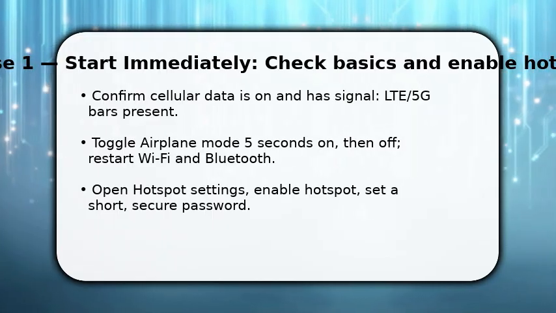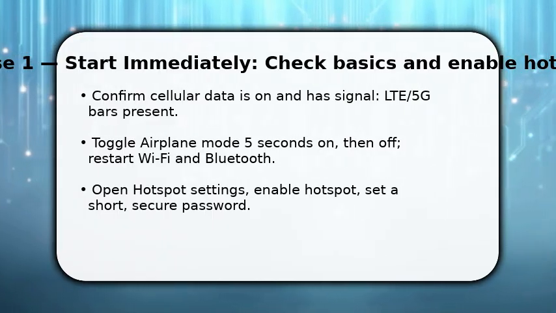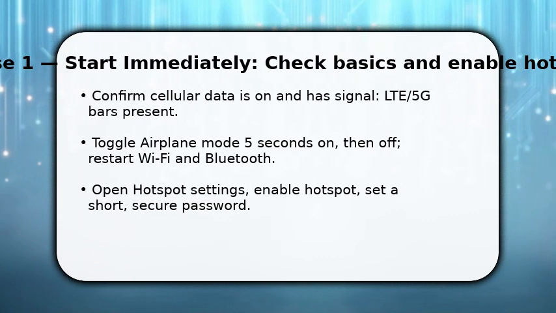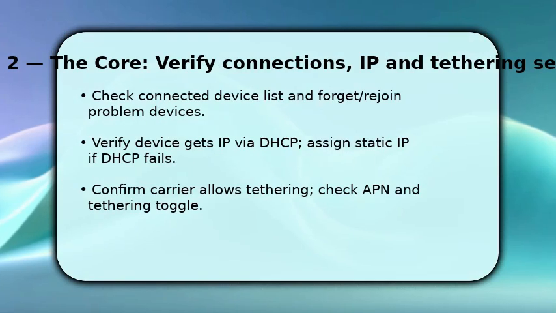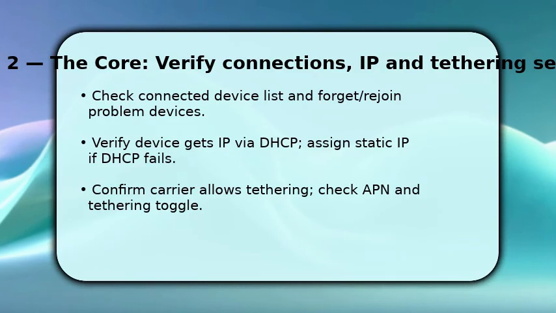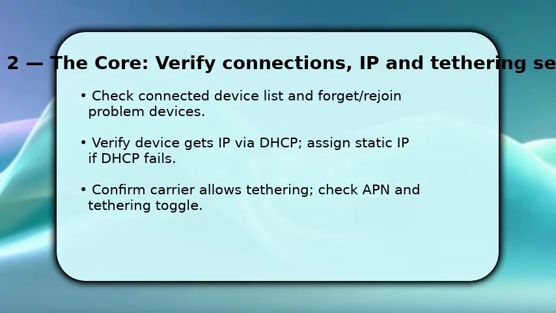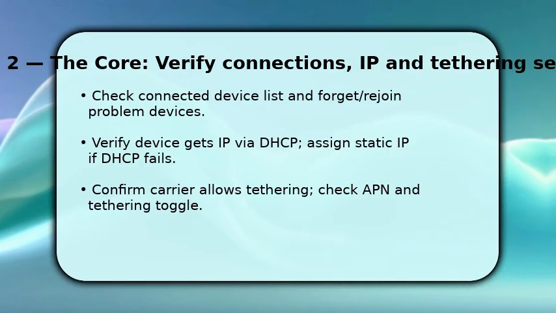If the toggle is grayed out, keep the settings screen open while you restart the device to force the service to reinitialize. Once the hotspot is enabled, look at the connected devices list to see if the device is requesting access. If it's stuck, forget the network on the client and rejoin.